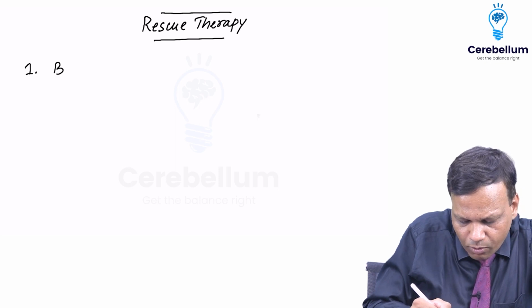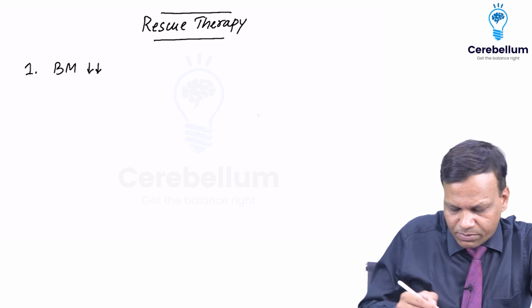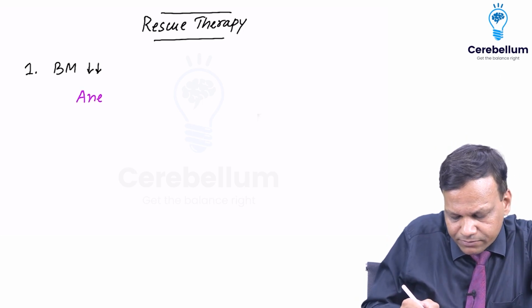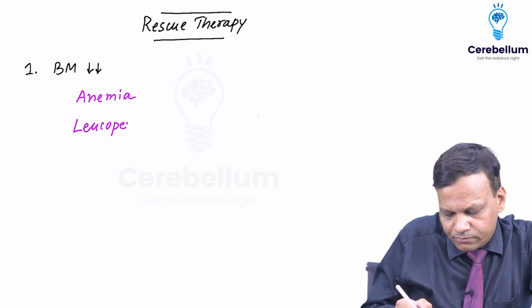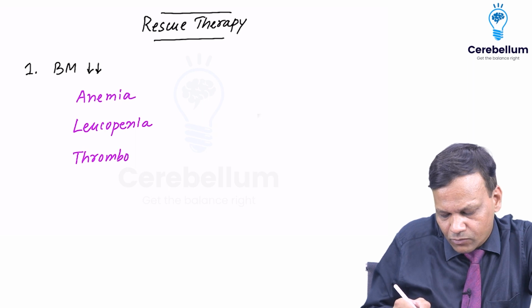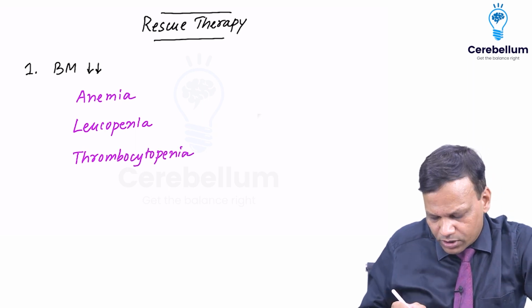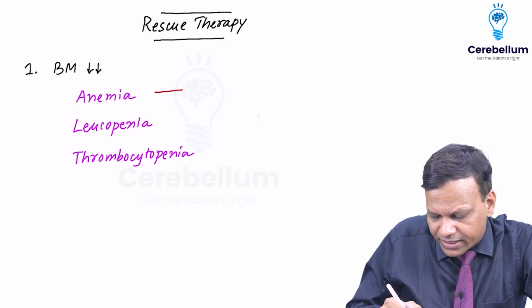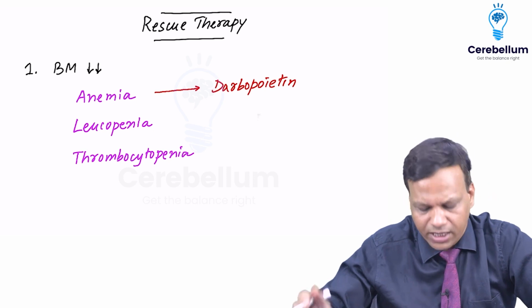Number one, they cause bone marrow suppression. Bone marrow suppression may present as anemia, leukopenia, and thrombocytopenia. So whichever side effect is there, we can give a drug according to that. Like anemia, we can treat by giving darbepoetin. Darbepoetin is nothing but recombinant erythropoietin. It can be used for chemotherapy-induced anemia.